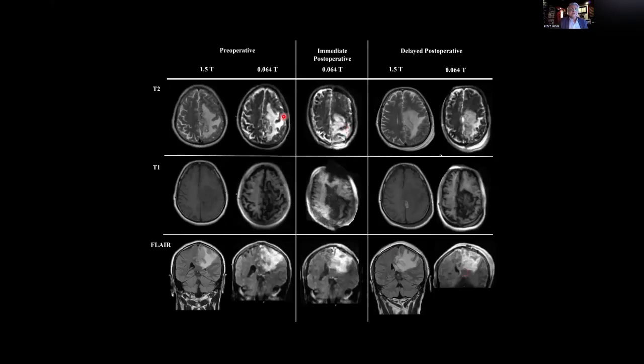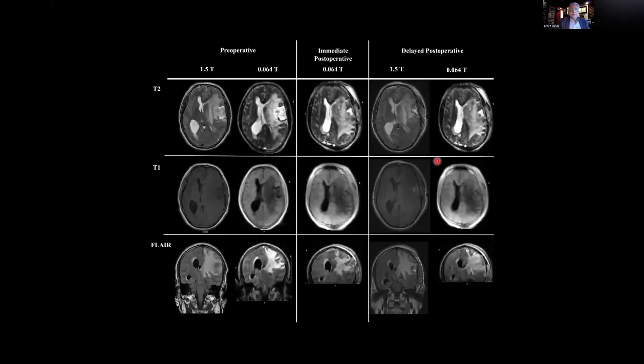And here's another example of that patient that shows this 1.5 Tesla, 0.064 Tesla, and a comparison of these in the pre-op and the post-op stage. And this is the last example I'm showing you. So again, this is a high-grade glioma patient.